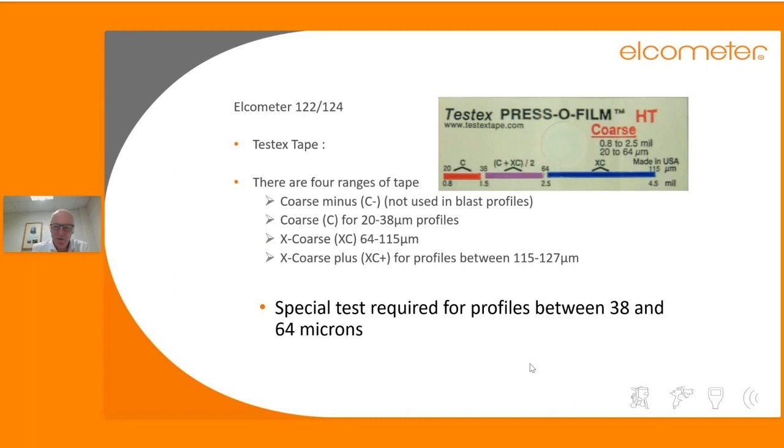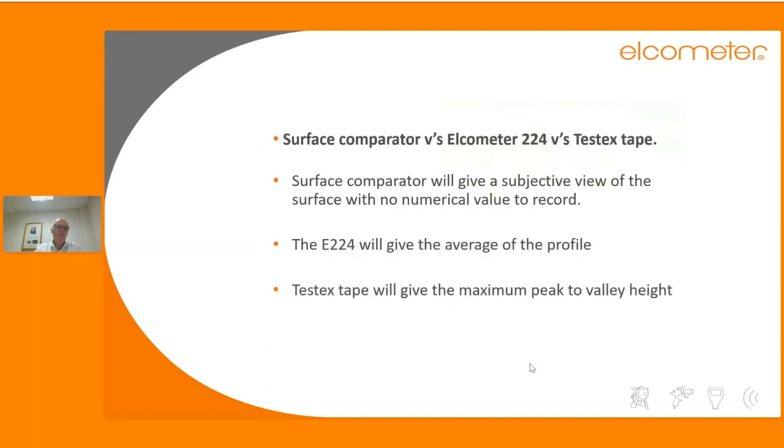So how do these three test methods differ? Well, if we compare all three, the surface comparator is a subjective view. It gives no numerical value to record. It's a matter of the inspector writing that down in his record book. However, it is durable and it is cheap and it's very portable.